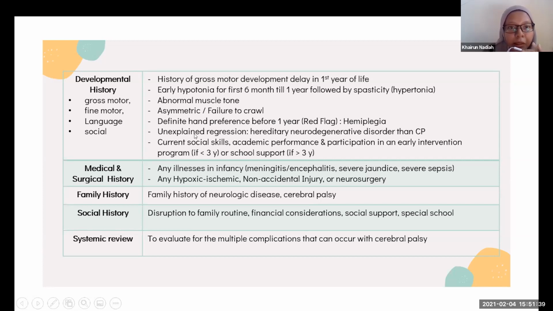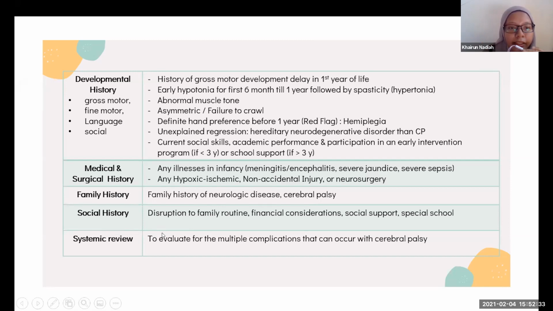So if the patient has unexplained regression, it is likely due to hereditary neurodegenerative disorder rather than cerebral palsy. So for the medical and surgical history, we ask if the children have any illness in infancy like meningitis, encephalitis, severe jaundice, severe sepsis, or any hypoxic ischemic or non-accidental injury or neurosurgery. So for the family history, we ask about the family history of neurologic disease or cerebral palsy. For the social history, we ask about how the baby can disrupt the family routine, their financial consideration, how to support this baby, the social support, and also about if the patient attends any special school.